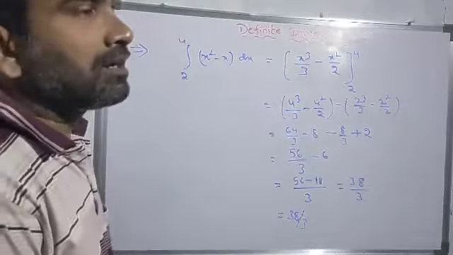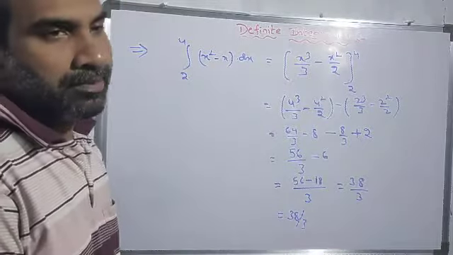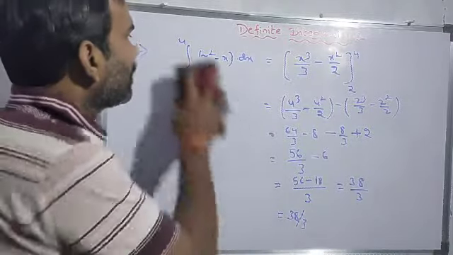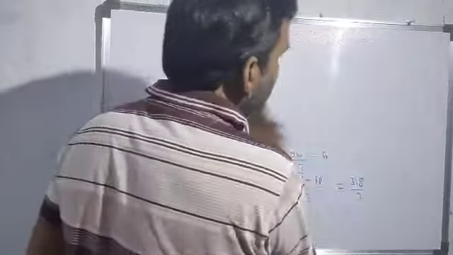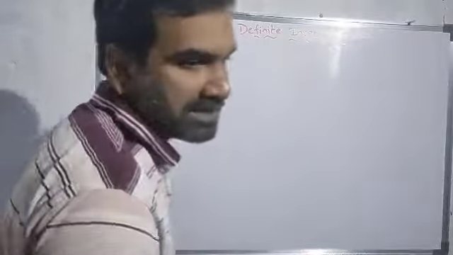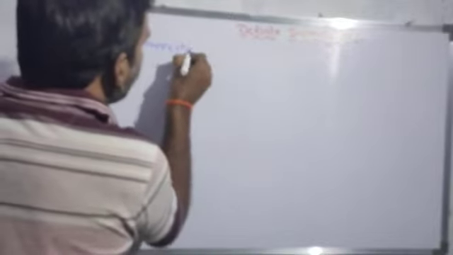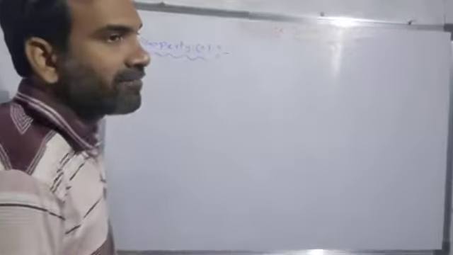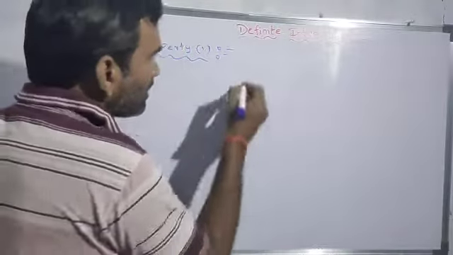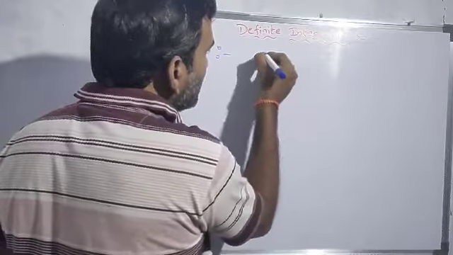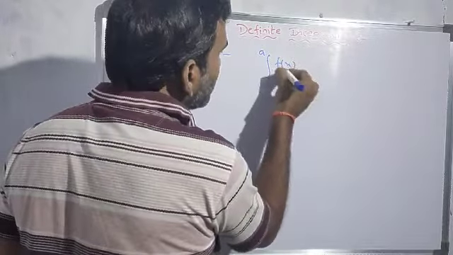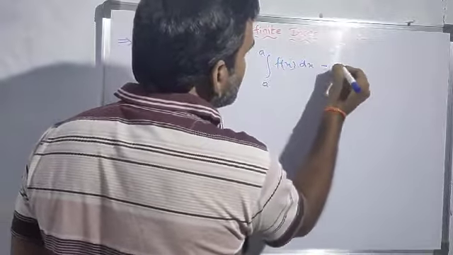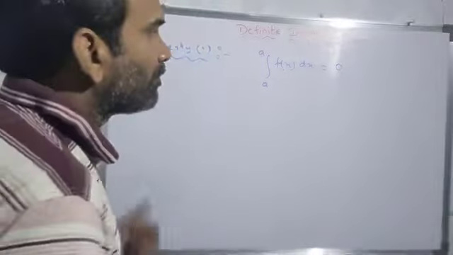So in this unit, like this we can do many problems. In this unit the main thing is the properties, so I am writing the properties. Property number 1. We just discussed the properties in definite integration. Our first property is, for example, integral a to a of f of x dx. This value is equal to 0.